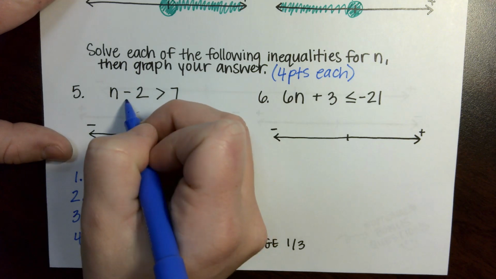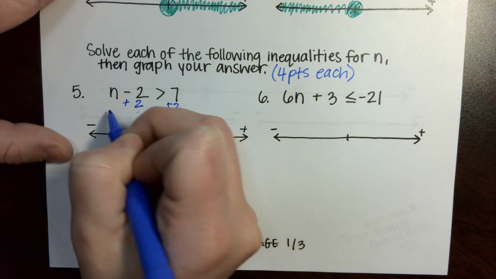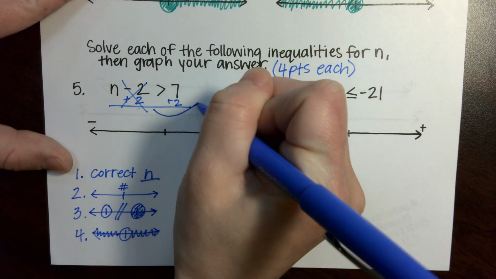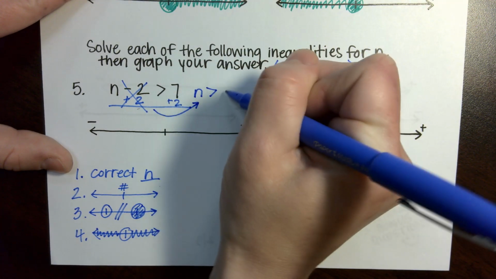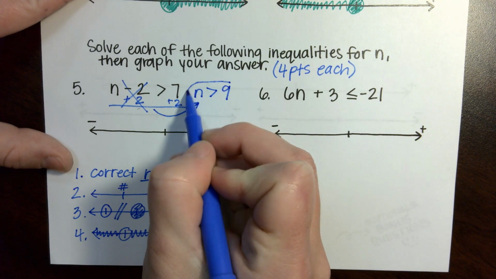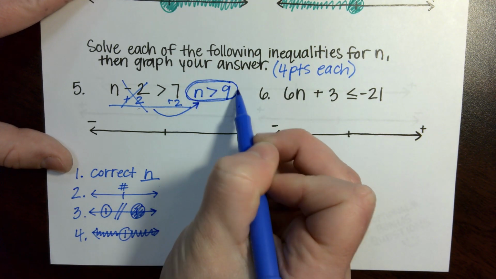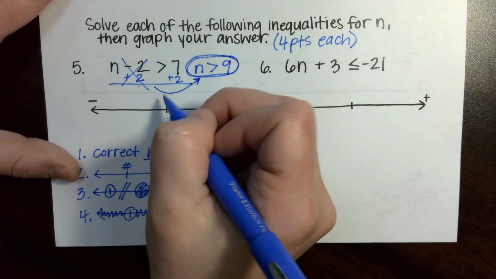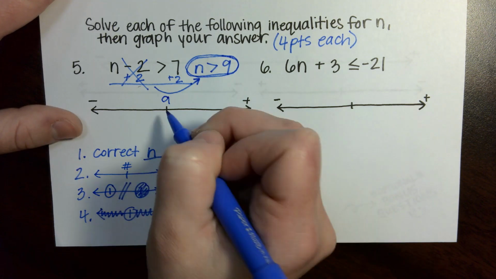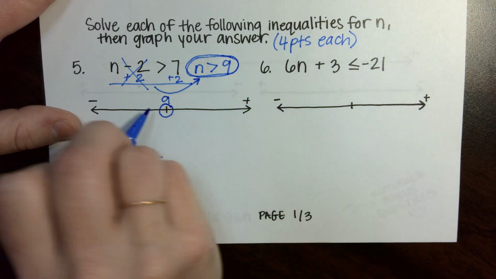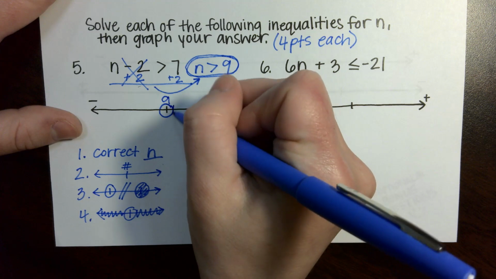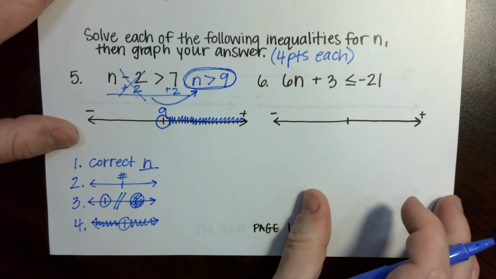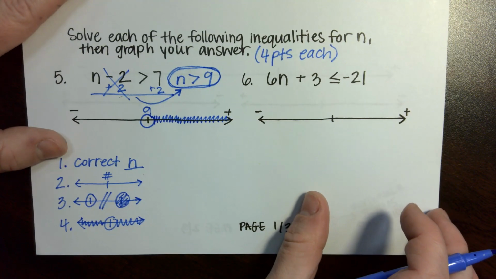All right, number 5, n minus 2 is greater than 7. Plus 2 on both sides. Good, plus 2 on both sides. My 2's cancel, and I'm left with what? N is greater than 9. So I want you to circle your answer so it's easy for me to see. And how are we going to draw the graph of that? Good. Put the 9. Circle it. Shade to the right. And it's an open circle. Perfect. Shade to the right because it's greater. Awesome.